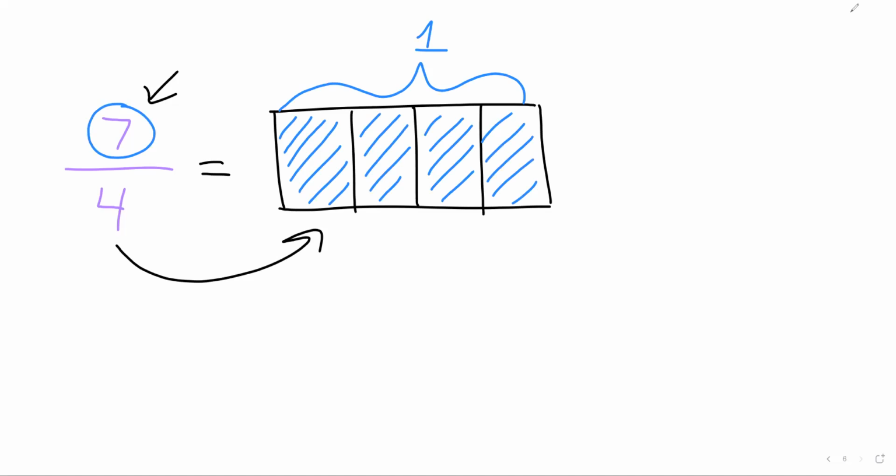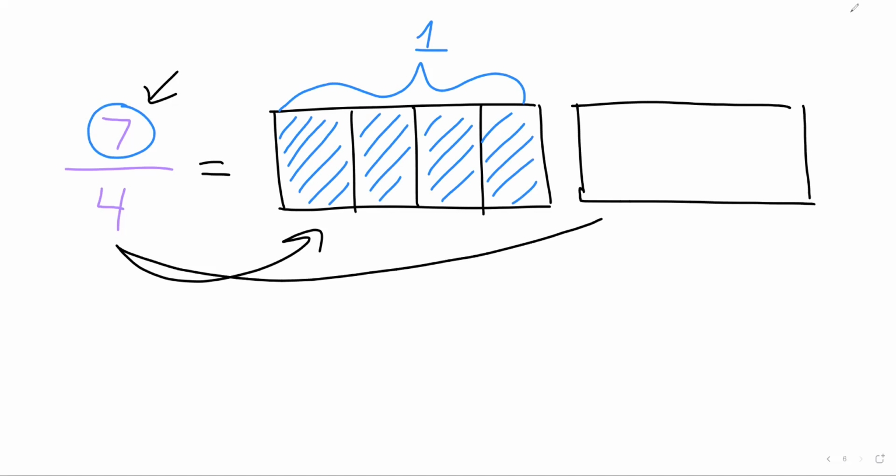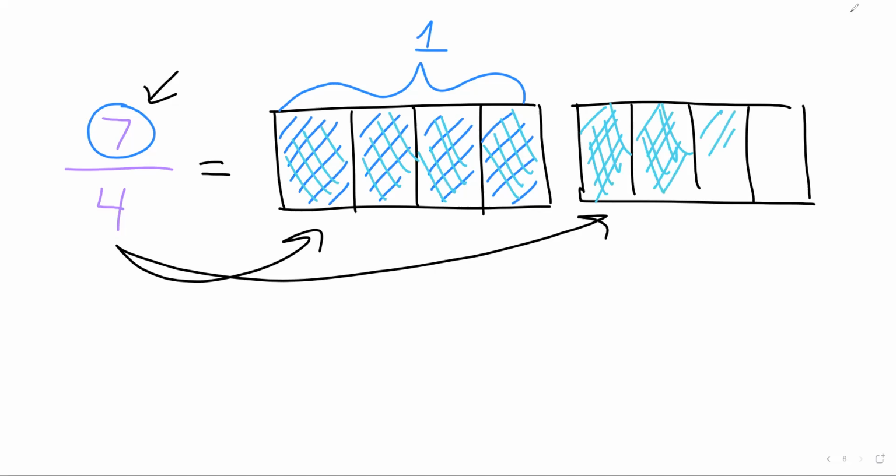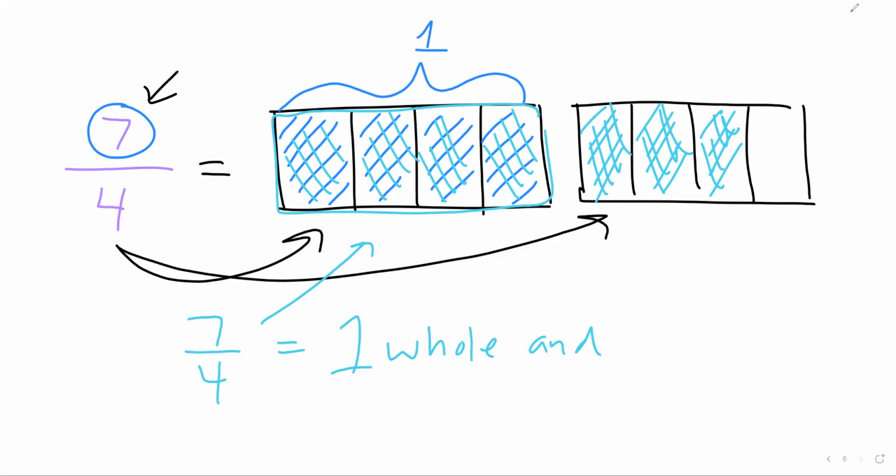So I'm going to make a second model. Again, the denominator doesn't change, so I'm still going to cut this into 4 pieces. And let's see, we had 1, 2, 3, 4, 5, 6, 7. Okay, I'm done. I pull that one up, so it's not a whole. But now I can think about what this means. If I have 7 out of 4, it also means I had 1 whole. Let's read what this says. There's 4 pieces and 3 are shaded. So I have 1 whole and 3 out of 4.